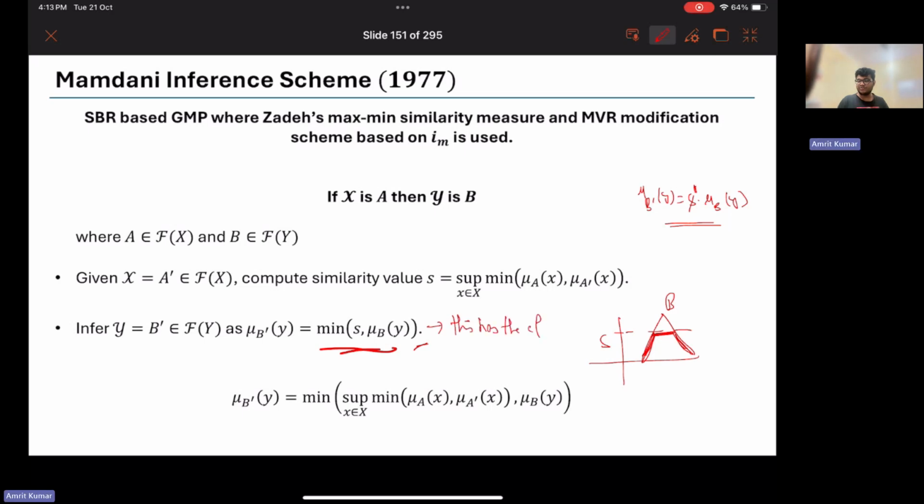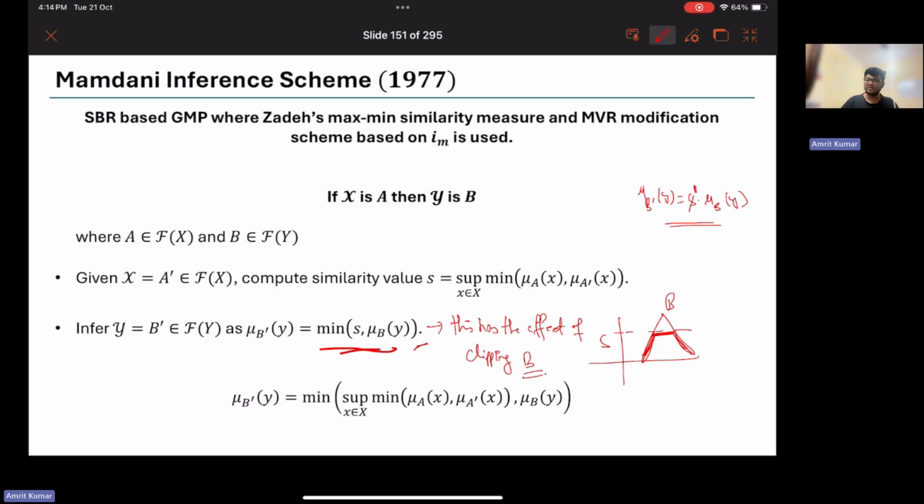This has the effect of clipping B. And therefore, when you use Mamdani inference scheme, you actually end up distorting the shape of your fuzzy set B. Or in other words, the shape of fuzzy set B dash is a distorted version of the shape of B. So I just wanted to make that point.